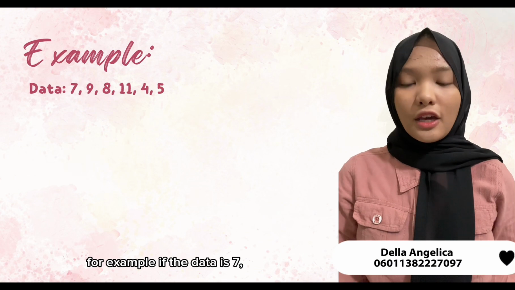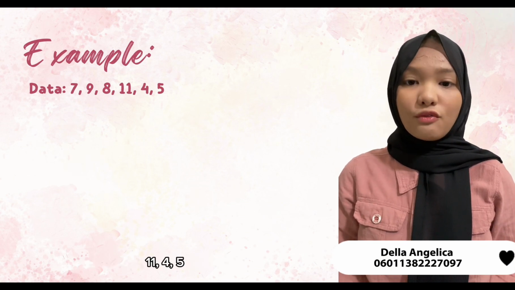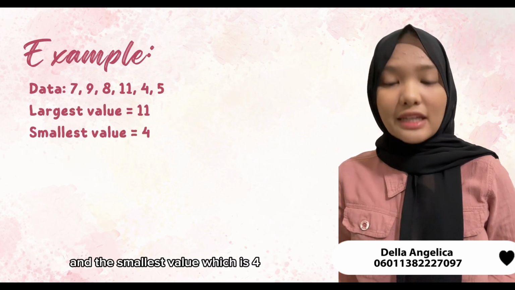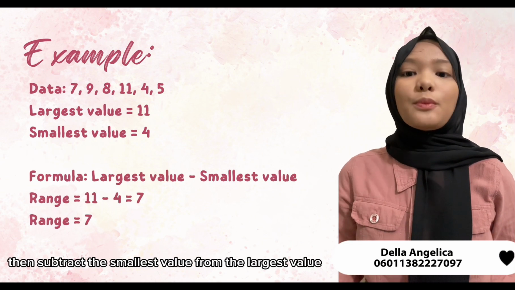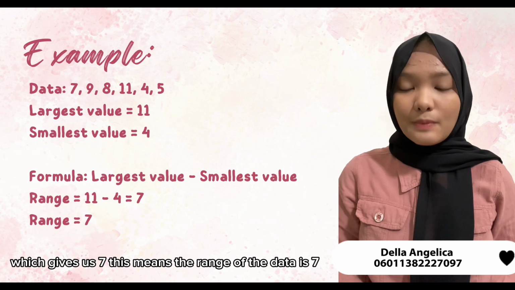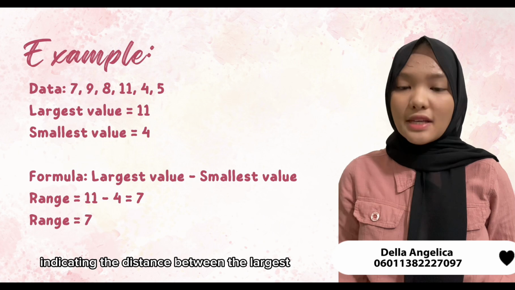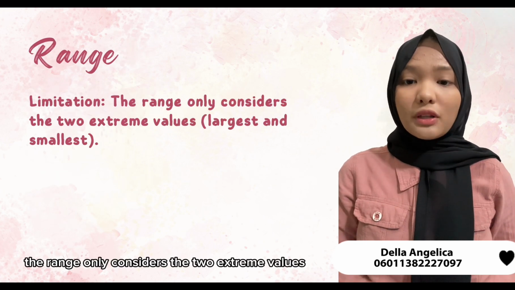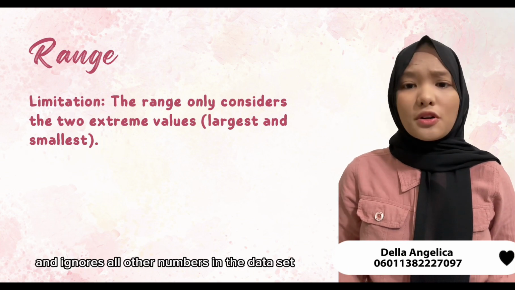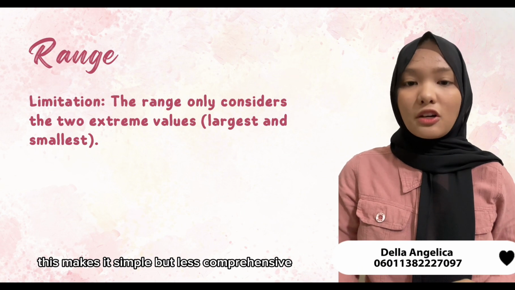For example, if the data is 7, 9, 8, 11, 4, 5, you would identify the largest value, which is 11, and the smallest value, which is 4. Then subtract the smallest value from the largest value, which gives us 7. This means the range of the data is 7, indicating the distance between the largest and smallest values. The range only considers the two extreme values, largest and smallest, and ignores all other numbers in the dataset. This makes it simple but less comprehensive.